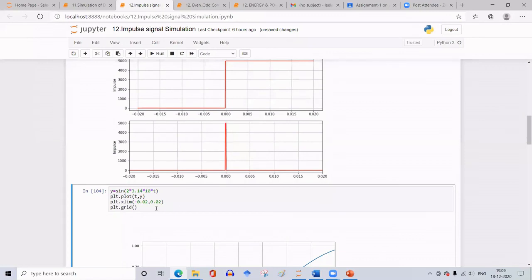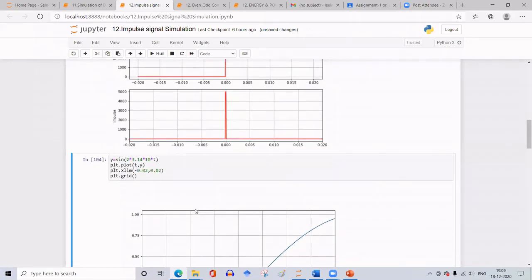So if I multiply a sinusoidal signal with this, what is the resultant? Any signal, if you multiply by an impulse, what is the resultant? It is the value of the signal at the instant at which the impulse is occurring, is it not? Yes, ma'am. So instead of sine, I will take a cos here because sine is 0 around the origin.